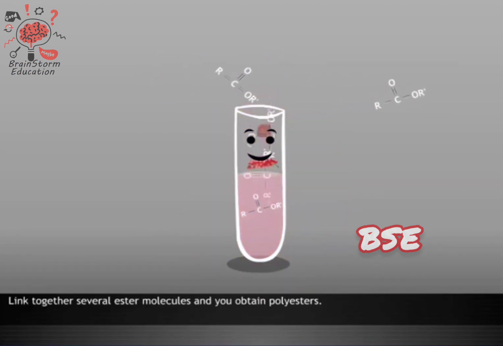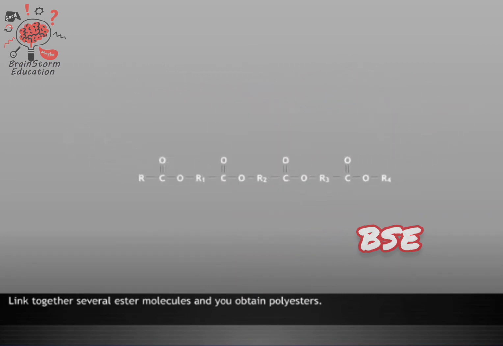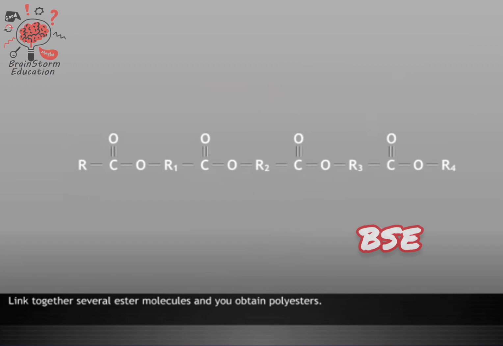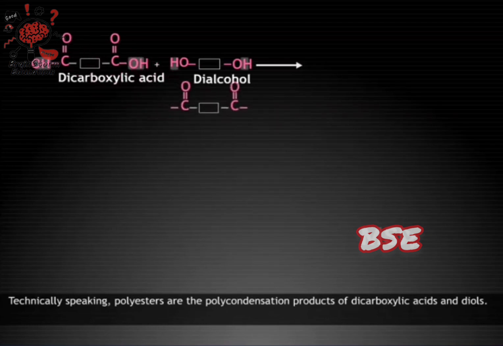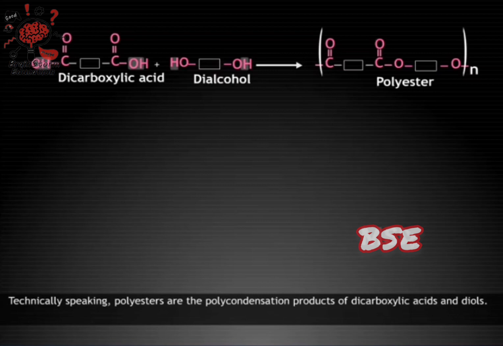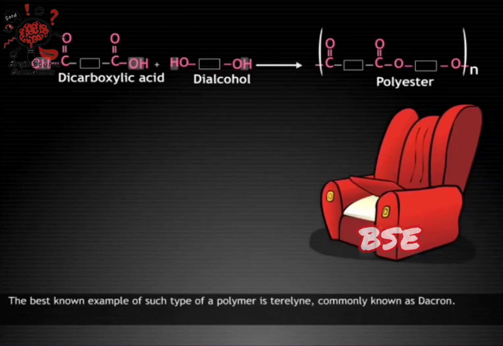Link together several ester molecules and you obtain polyesters. Technically speaking, polyesters are the polycondensation products of dicarboxylic acids and diols. The best-known example of such a polymer is polyethylene terephthalate, commonly known as Dacron.